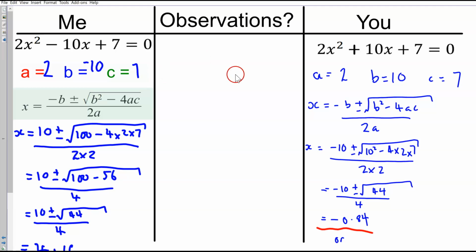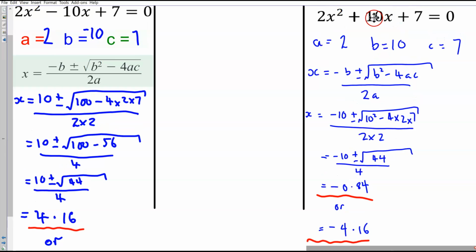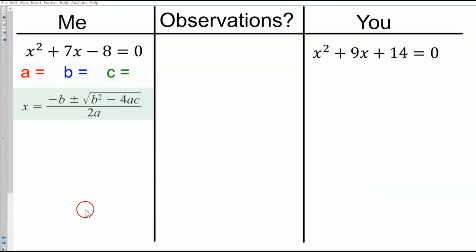But what would be really good is for you to write something down in your observations about the order you're doing things, about the effect of a negative on your B, because that's typically where students go wrong. Do some more practice with me, but if you think you don't need the practice, then you could speed through the video and get to some questions which come a little bit later.